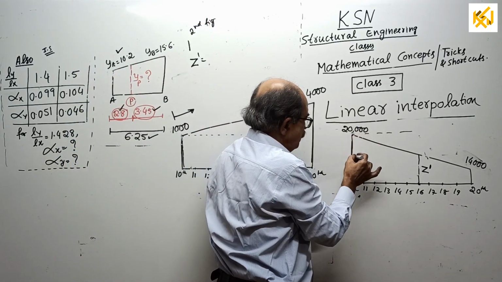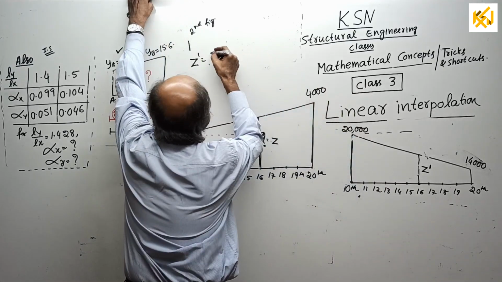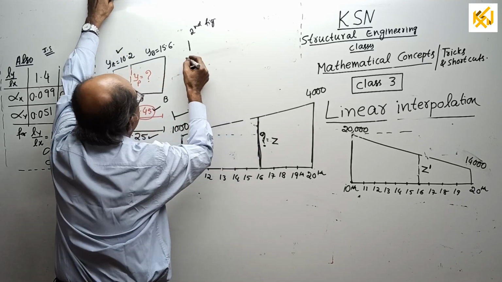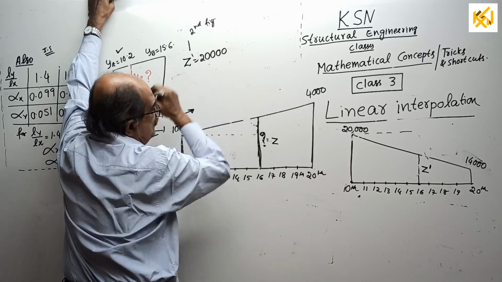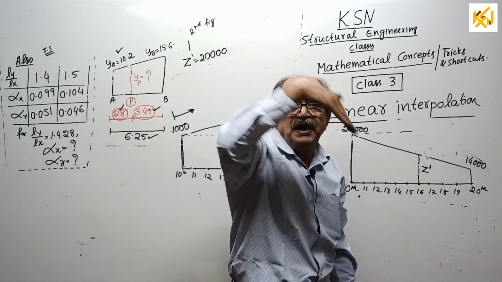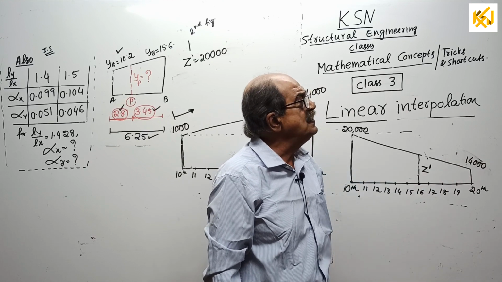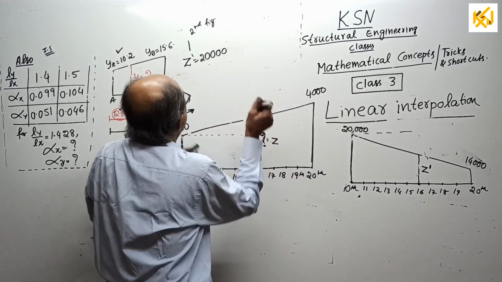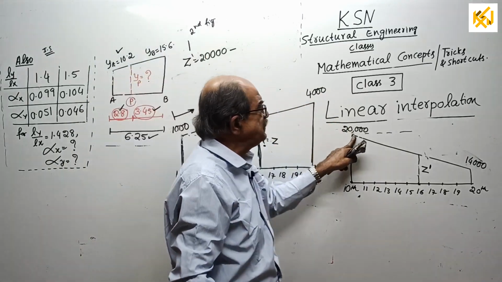Stand here only, no problem. Start. How much is this one? 20,000. Write it first. Z dash equal to 20,000. Then from here to there, the value is going to reduce. So if the value is going to reduce, will the answer come less than 20,000 or more? Less, sir. Then what do you have to do? Minus. From this 20,000, you subtract the drop.